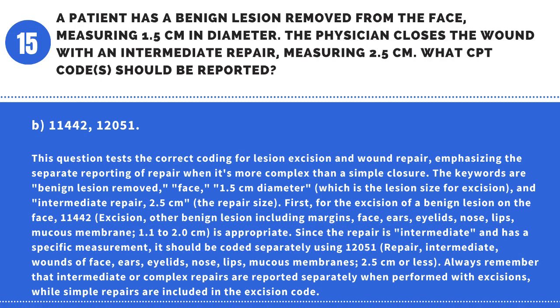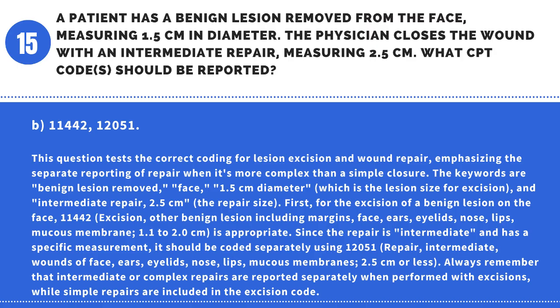Answer B. 11442, 12051. This question tests the correct coding for lesion excision and wound repair, emphasizing the separate reporting of repair when it's more complex than a simple closure. The keywords are benign lesion removed, face, 1.5 cm diameter, which is the lesion size for excision, and intermediate repair, 2.5 cm, the repair size.